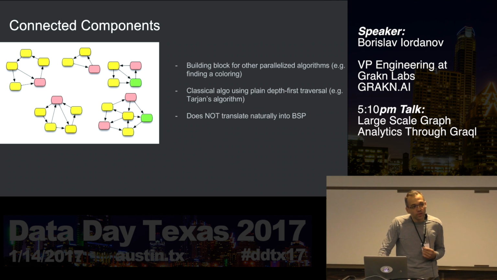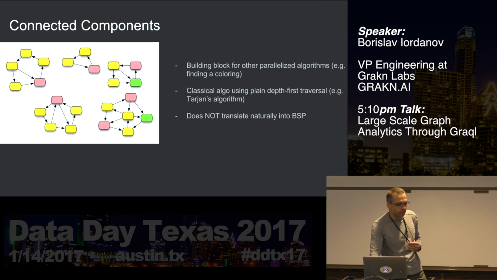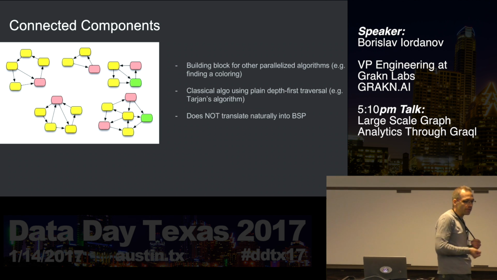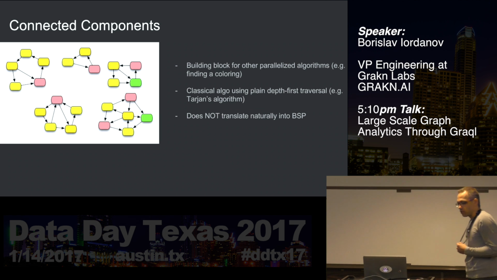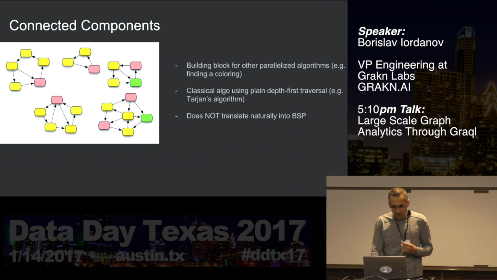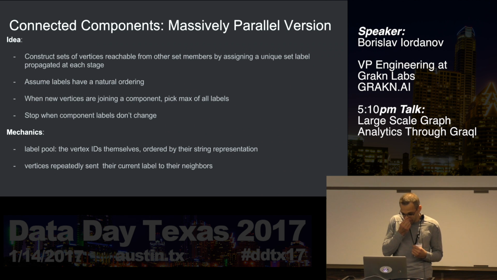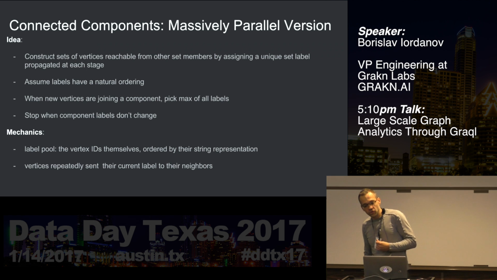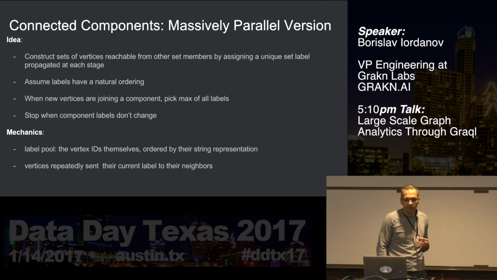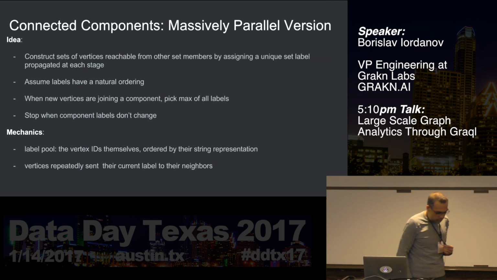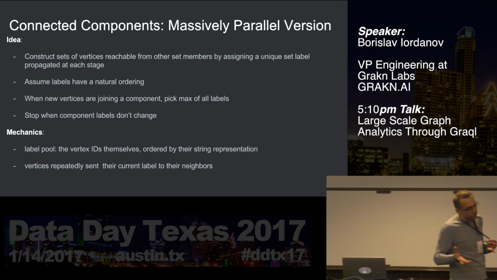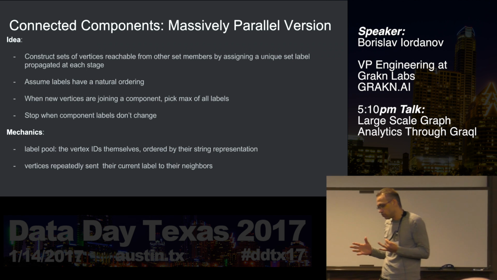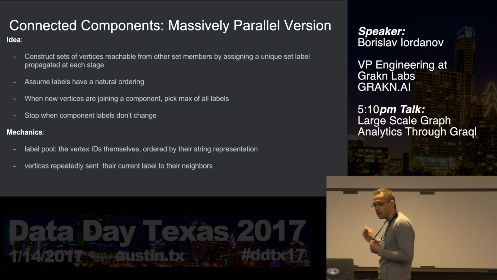So how would we do it if you want to use that VertexProgram type of framework, where every vertex implements some logic exchanging messages with other vertices? So here's how it works. Here's the idea. What we want to do is construct sets of vertices that are reachable from other set members. And the way we construct that set is we're not going to use a data structure, we're not going to use a hash map or an array or something. We're just going to assign them labels.